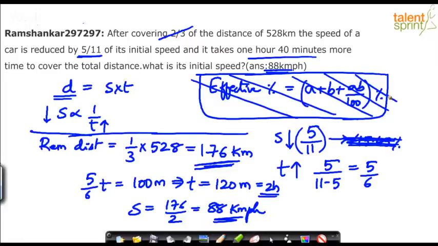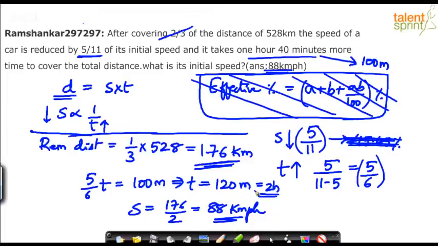We have used a fractions method to solve the question. So same fraction method I'm using here. If speed is less by 5 by 11, so time should be more by 5 by 6. But this 5 by 6 of the time is given as 100 minutes. Why have we taken 100 minutes? 1 hour 40 minutes is equal to 100 minutes. So I know that the time should increase by 5 by 6. So that 5 by 6 increment is equal to 100 minutes. So the actual time taken will be 120 minutes.